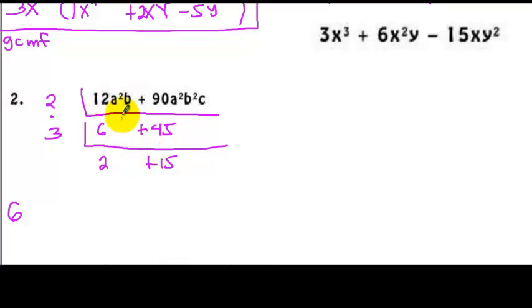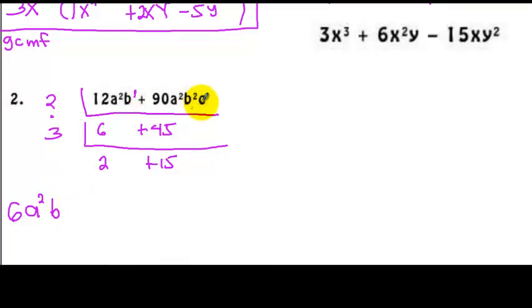Now let's move on with our variable. I have a here and I have a here. Since we have the same exponent, we can just bring out a squared. I have b here and I have b here. So b is a common factor, but we have to bring out the b that has the lowest exponent. In this case, b raised to 1.